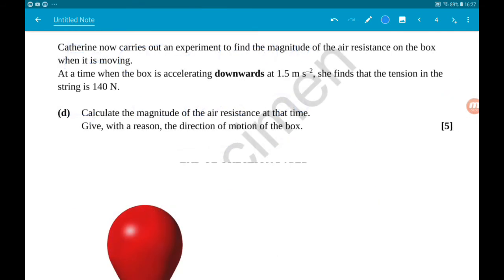Okay, then for the final part, Catherine now carries out an experiment to find the magnitude of the air resistance on the box when it is moving. At the time when the box is accelerating downwards at 1.5 meters per second squared, she finds that the tension in the string is 140 newtons. But D wants us to calculate the magnitude of the air resistance at that time and give, with a reason, the direction of motion of the box.